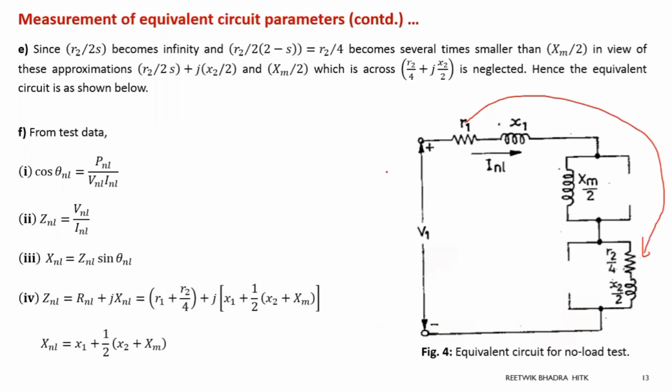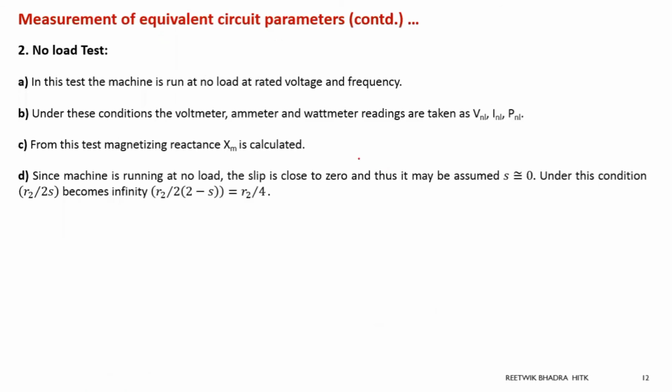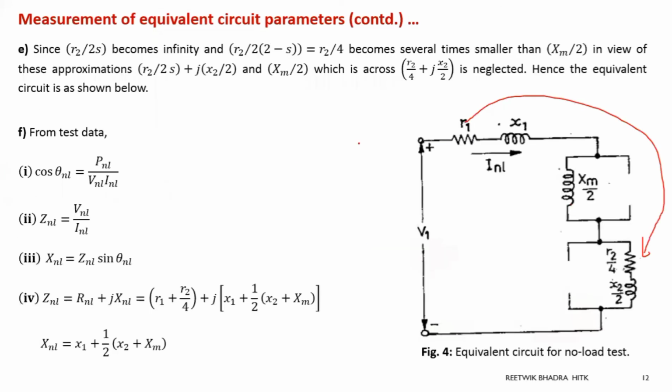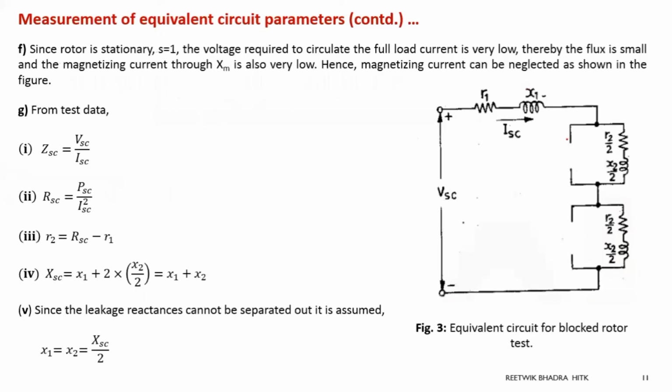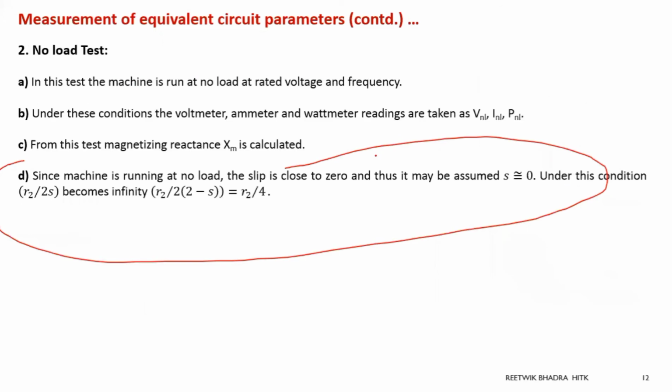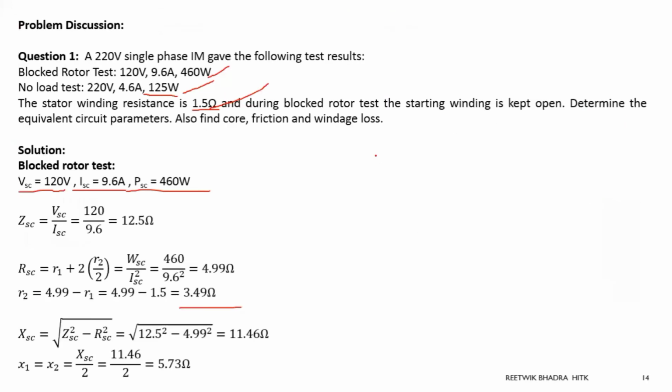No theoretical questions, I think, should come from here, but these approximations can come as an MCQ, a 1 mark question. Why is this neglected? What happens to the slip during this condition? Why is this part neglected? All because the slip is 1 and this becomes greater than this, and as we have discussed, the flux is small, so the magnetizing current can be neglected. All this can be asked as an MCQ, and problems will come definitely from these two topics.